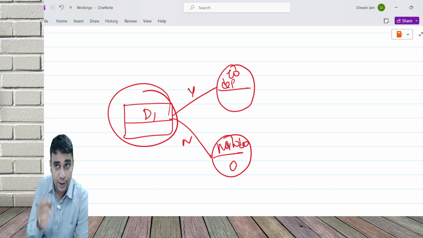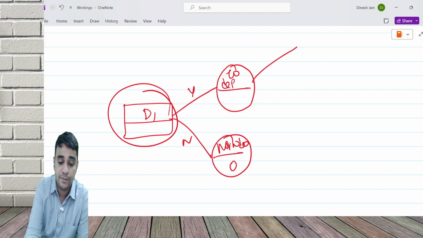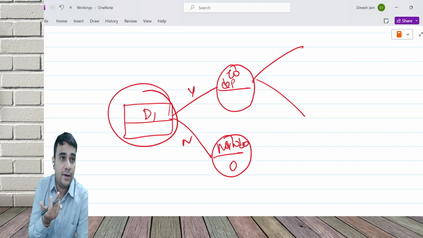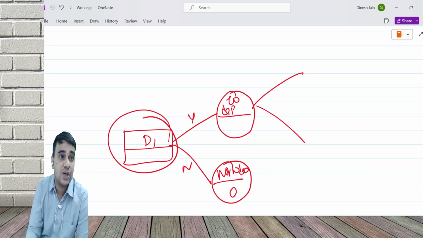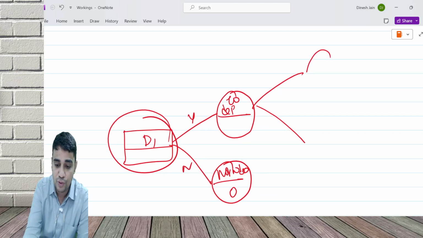If you decide to do the project, first year how much you can earn? This 50 or 40 is not in your hand. So it becomes a circle, because it is a chance node. So you can get 50,000.